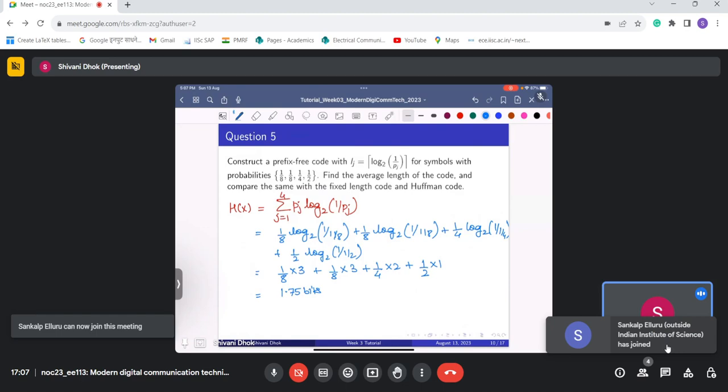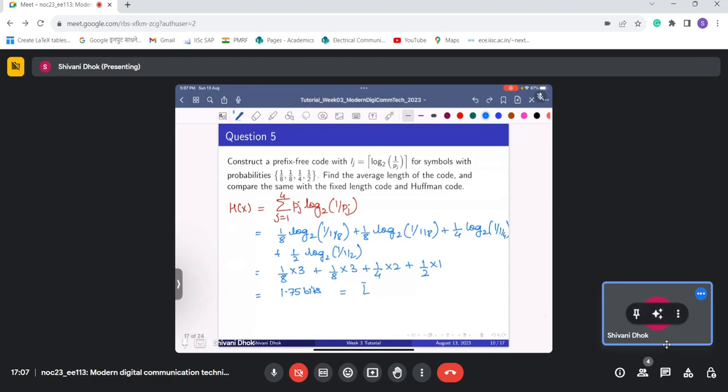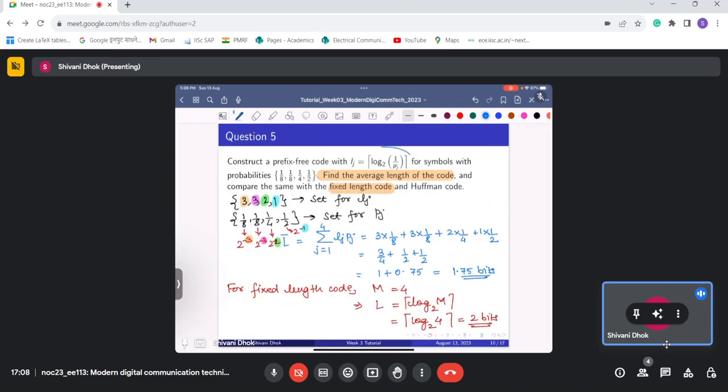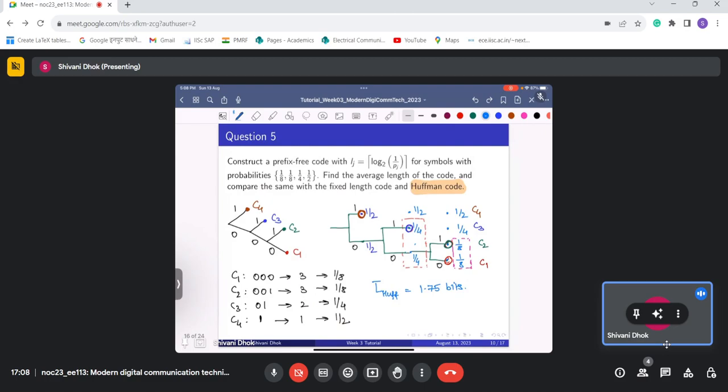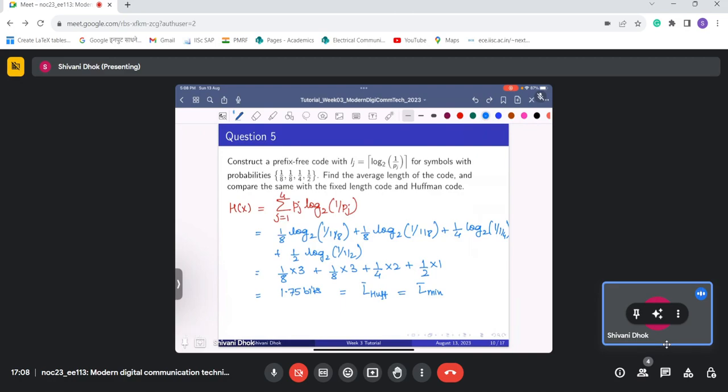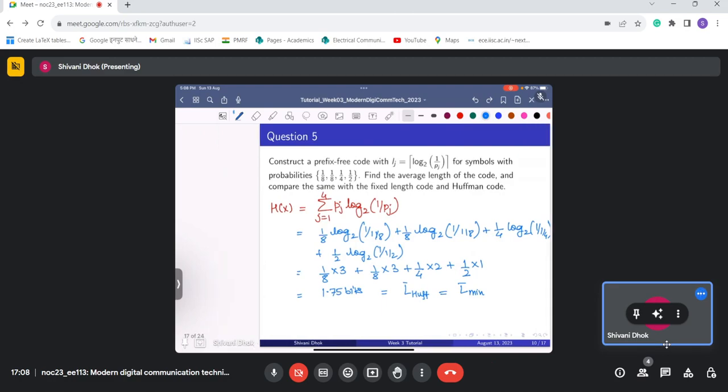Okay, so now if you observe carefully, this HX is equal to L bar min, or rather L bar of Huffman, which is equal to L bar min, which we had obtained using that Lj formula. So using this construction that we had done here, we were getting 1.75 bits. Even the Huffman is giving me the same thing, that is 1.75 bits, and even the entropy is also 1.75 bits. Now what exactly is happening here?